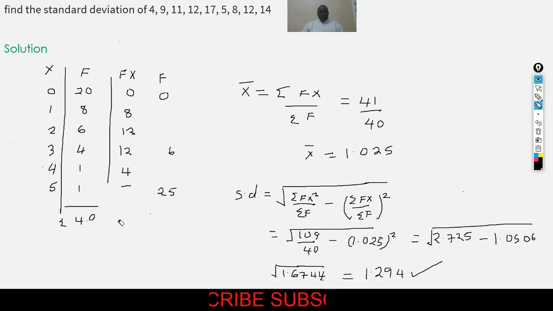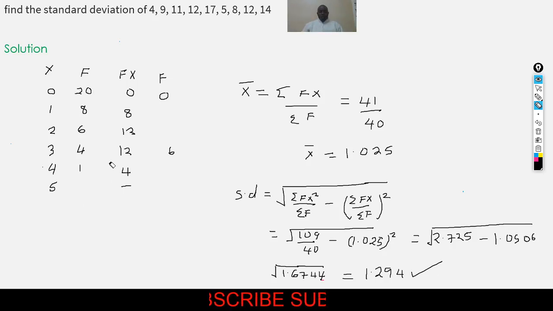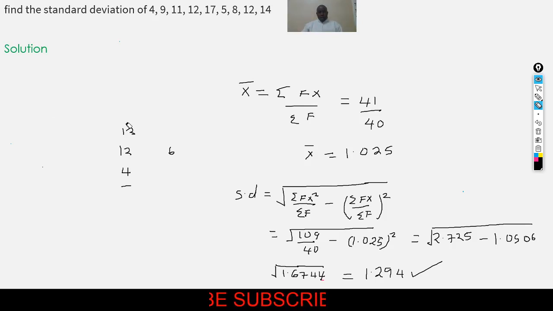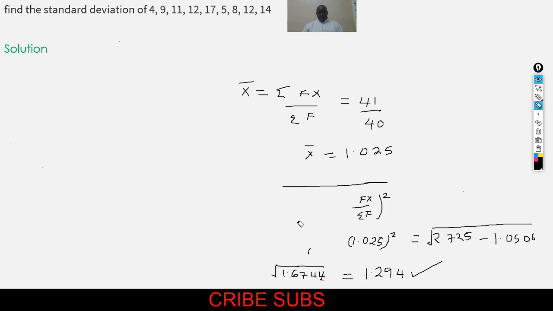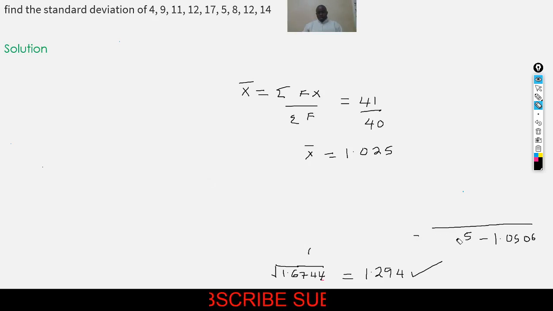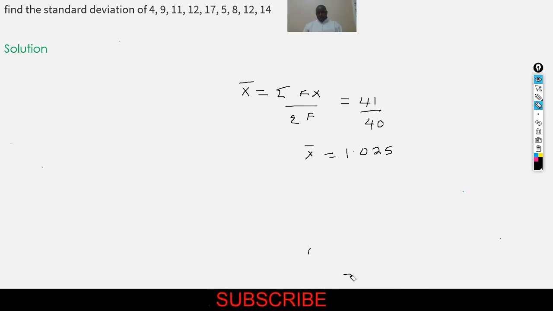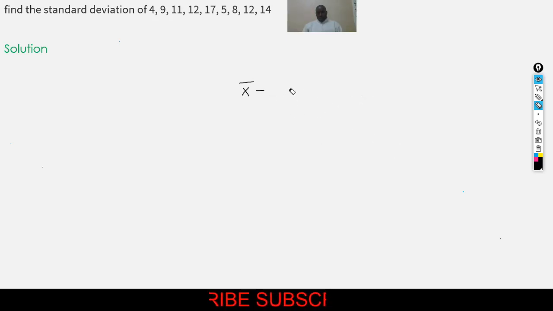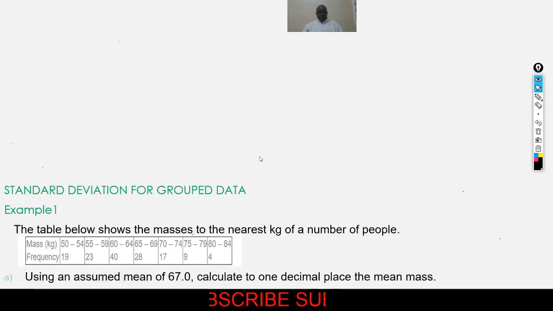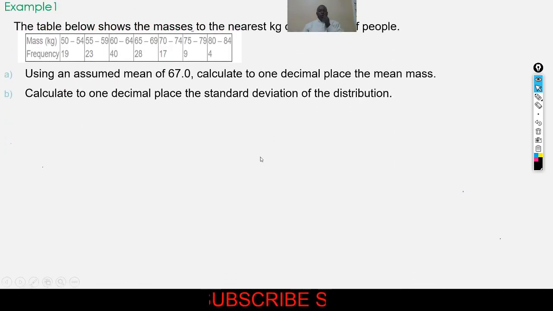We move ahead and now deal with an example when you are using what we call the assumed mean. Given the assumed mean, how do we find the standard deviation when it's grouped data? Under grouped data, we deal with two situations: one, you are using the assumed mean, and the other, you don't use the assumed mean, so that we see what you're supposed to do in those cases. That will be our next example, the standard deviation for grouped data.